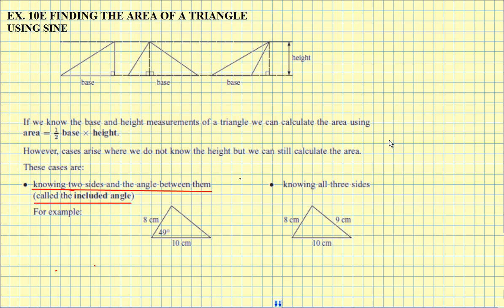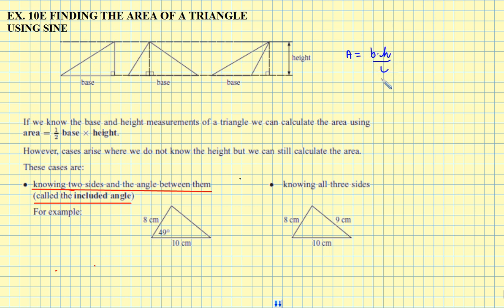Hi everyone, we're starting our next section, which is exercise 10E in the MYP5 text. Today we're going to be looking at finding the area of a triangle using sine. Normally when we are looking for the area of a triangle, we are using the formula area is equal to base times height divided by 2.